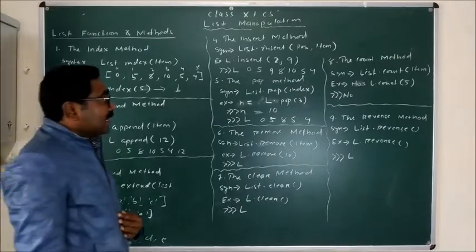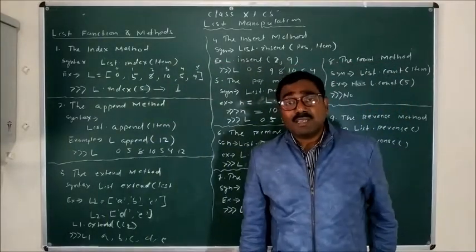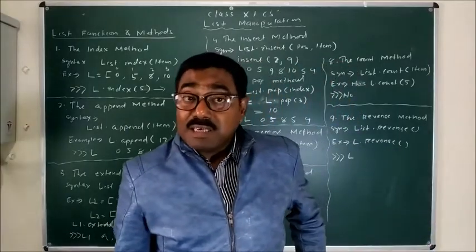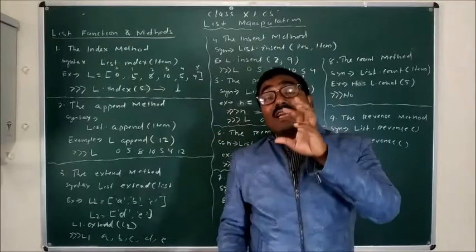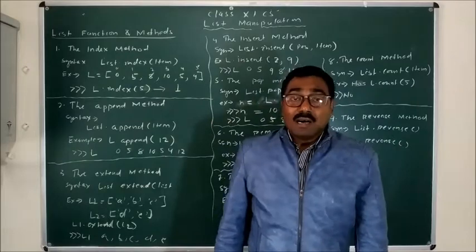The next method is the remove method. It is similar to the pop method. It is also used to remove or delete one item from the list. But the difference is that in case of pop, we are removing through the index or through the position of the item.